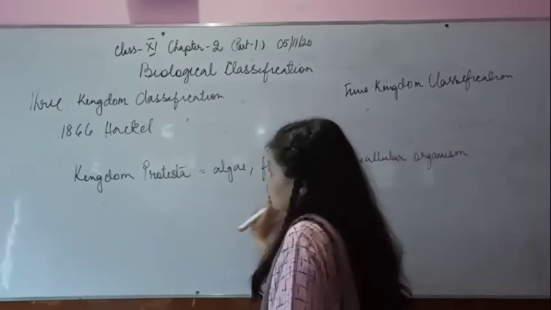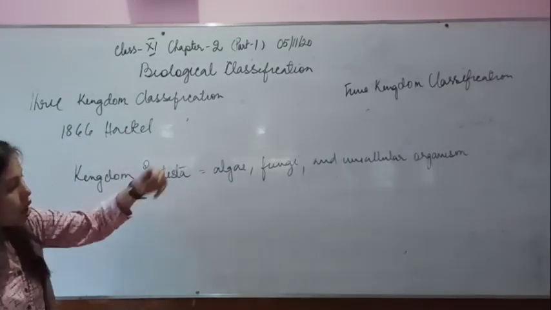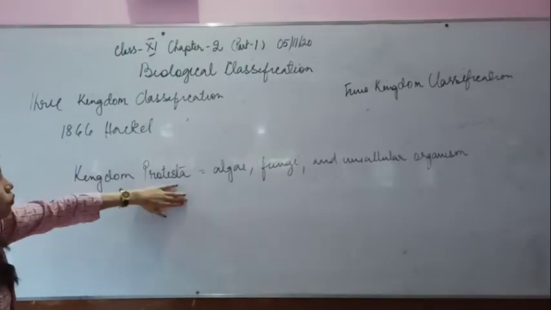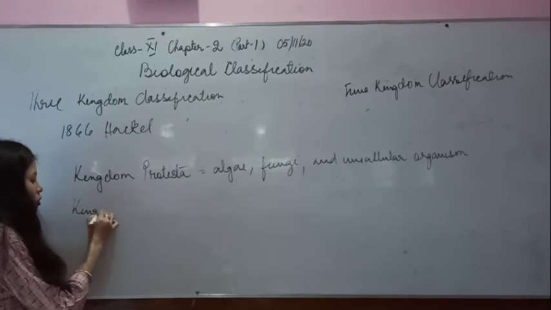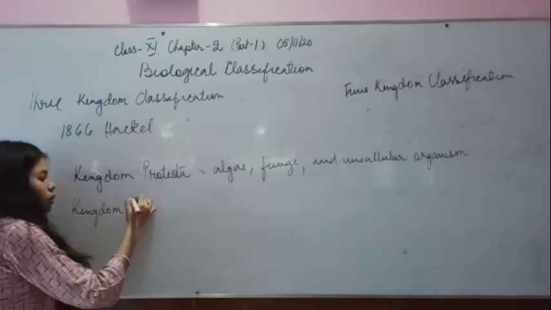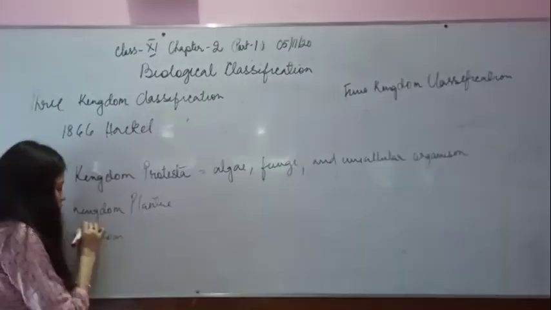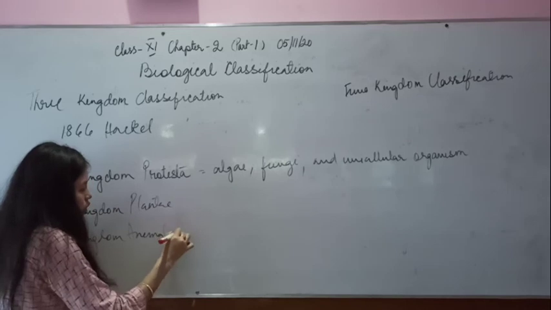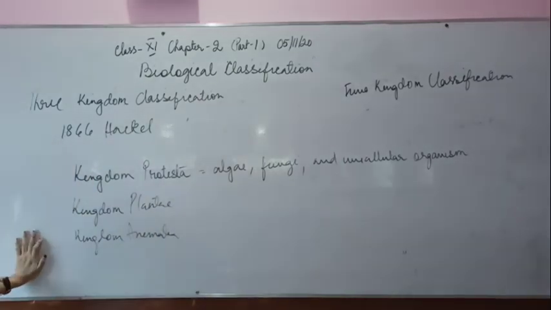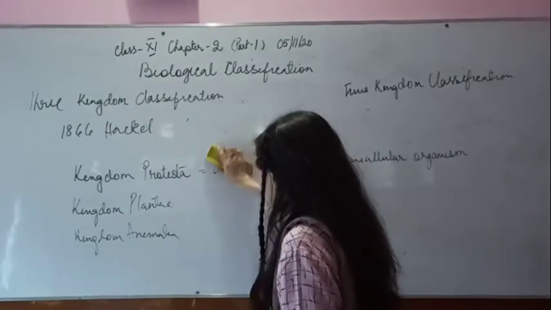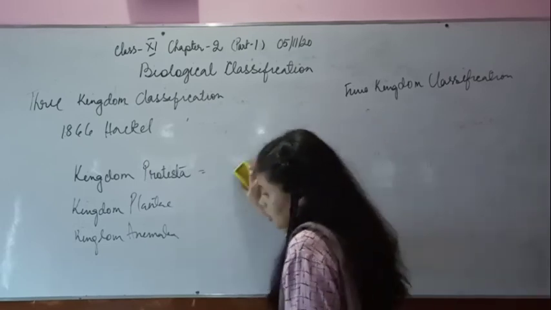So again, what did he do? He took algae, fungi, and unicellular organisms out of the animals and tried to put them in a separate kingdom. Now how many kingdoms do we have? We have 3 kingdoms, right? Kingdom Plantae, Kingdom Protista, Kingdom Animalia. But are all the unicellular organisms fungi? No, they are not related to each other. So it is not taken into consideration. It is discarded. But we still take the name.